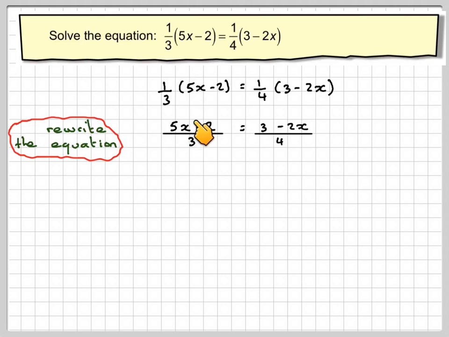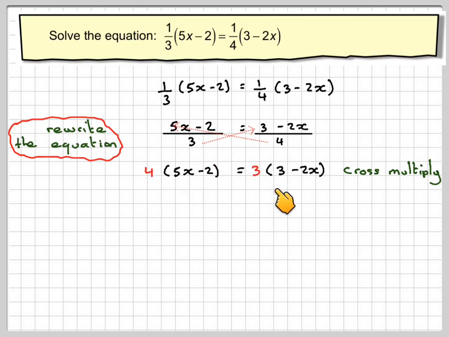Right, this type of equation where you've got one thing over the other is solved by what's known as cross multiplying. So what you do is you take the 4 and you bring it up in front of this one, and the 3 and you put it up in front of this one. So you get 4(5x − 2) is equal to 3 times (3 − 2x), and that has the effect of removing the denominators.